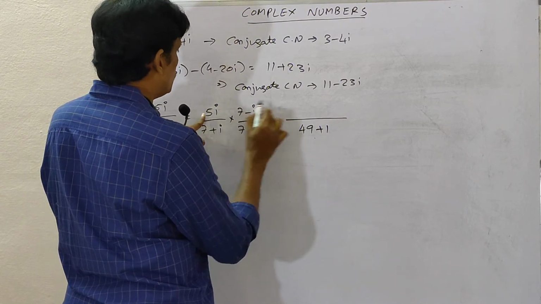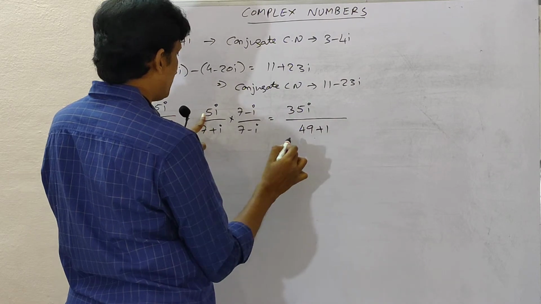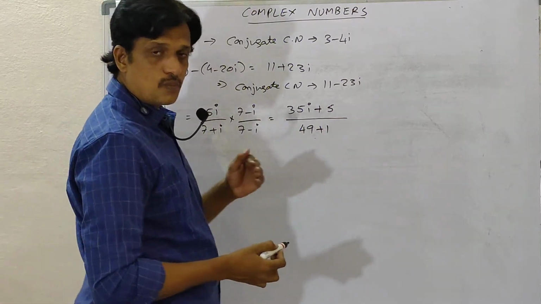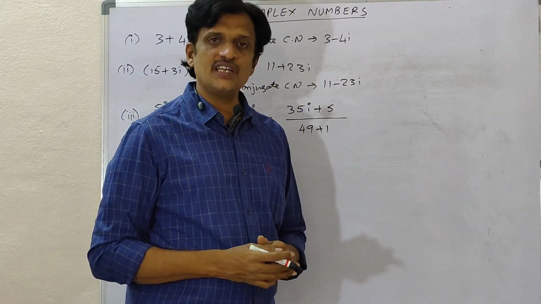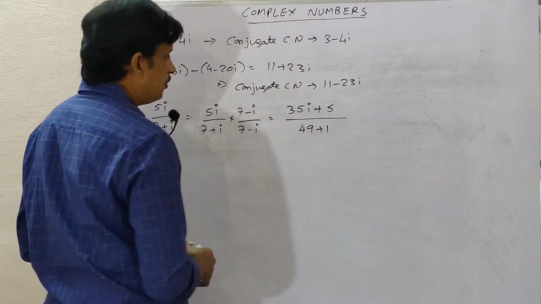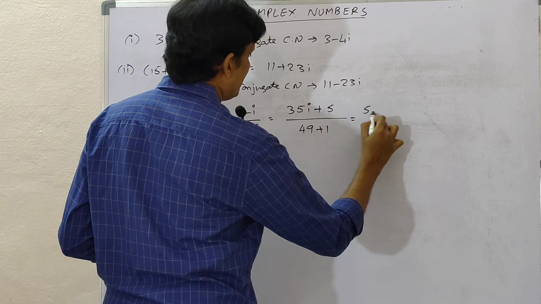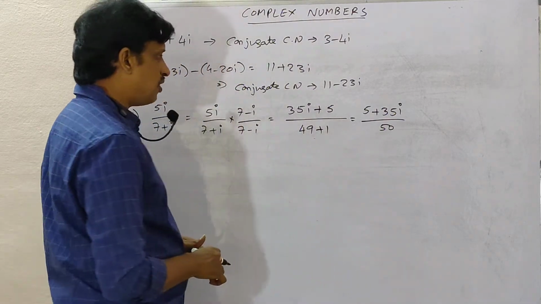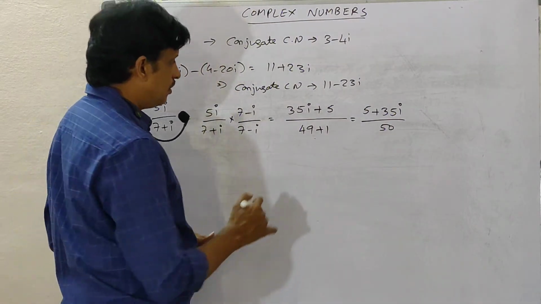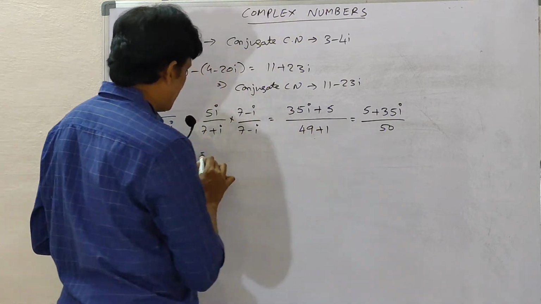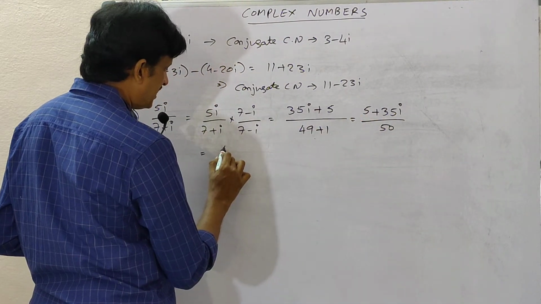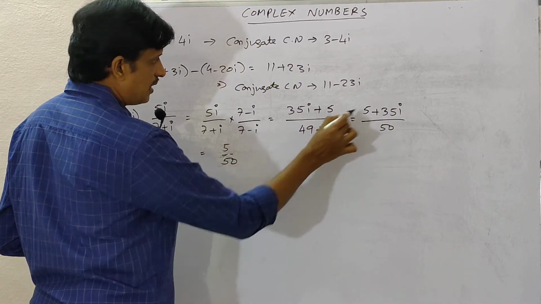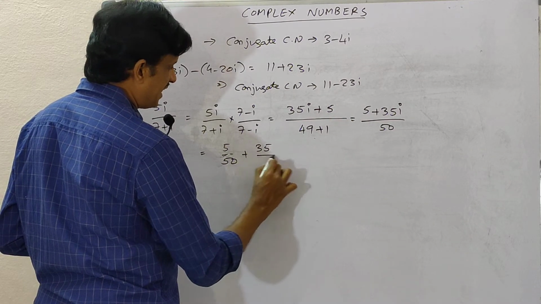Here it is, multiply these two. 5 into 7, that is 35i, minus 5 into i square, that is plus 5. i square is minus 1, so minus 5 i square will be minus 5 into minus 1, that is 5. So here we are getting 5 plus 35i by 50 in the simplified form. Real part is 5 by 50, plus this is 35 by 50i.